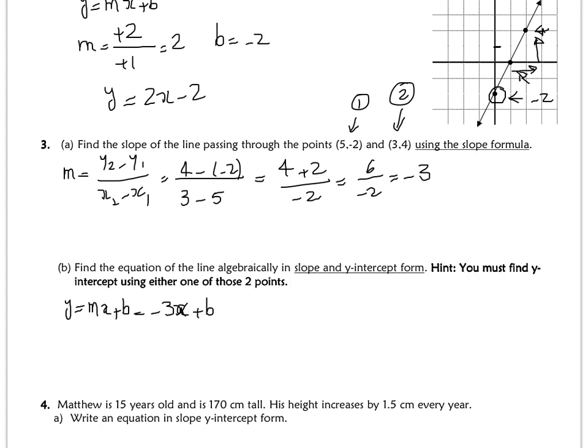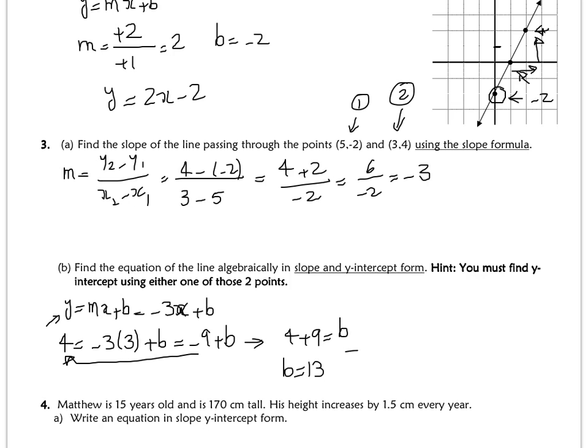Let's assume we use point 2. Point 2, y is 4, so I say 4 for y, and then x is 3, so I'm going to sub 3 for x. -3 times 3 is -9 plus b. To solve this one for b, I'm going to move -9 to the left, so I get 4 plus 9 is equal to b, so b is equal to 13. So the equation of the line becomes y is -3x plus 13.